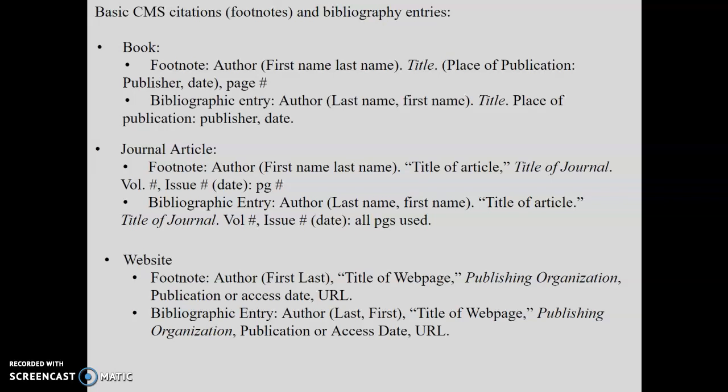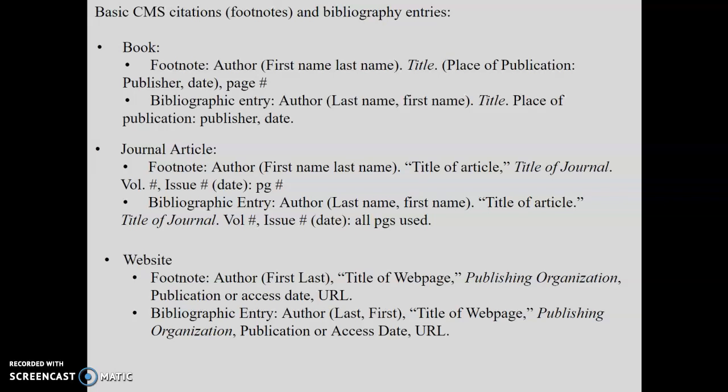So if we look at this first entry for a book, if we start with the footnote, we list the author's name exactly as it is on the page, rather than starting with their last name. So we have the author's first name and then their last name, the title of the book in italics, the place of publication, publisher, and date in parentheses, and then we end with a page number. This is because the purpose of a footnote is to direct your reader to a specific idea or quote that you're borrowing from one of your sources.